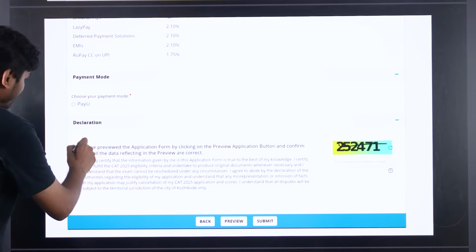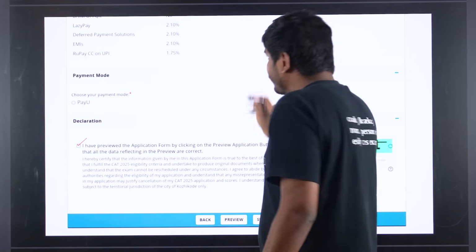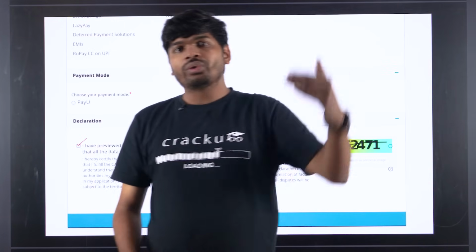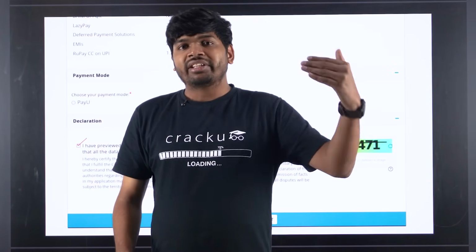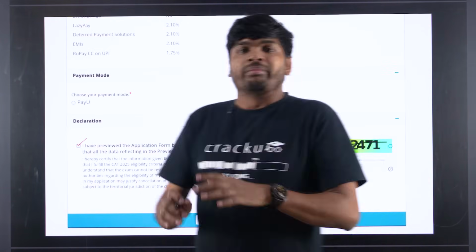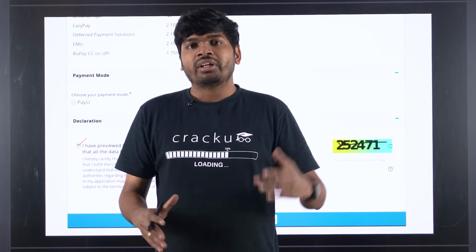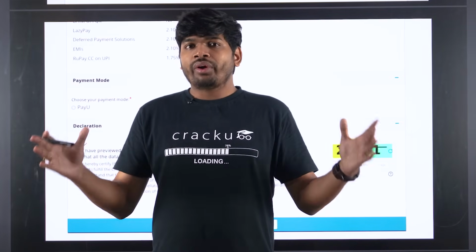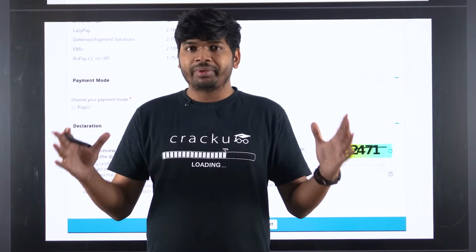So you have to click here, I have previewed the application form. So you will get a preview of all the details which you have filled in the form. Just go through the details once again. If you think that the form is correct, then only click on submit, because after submitting you will not be able to edit it. So make sure that you fill the details correctly. And so after following all these steps, you will be able to fill the CAT examination form completely.